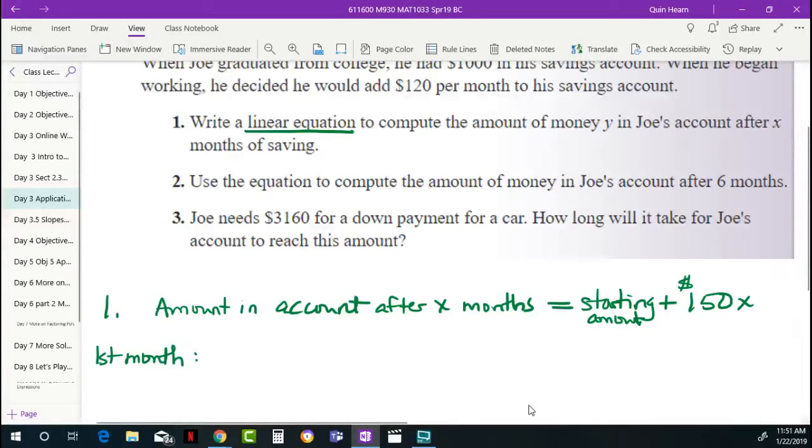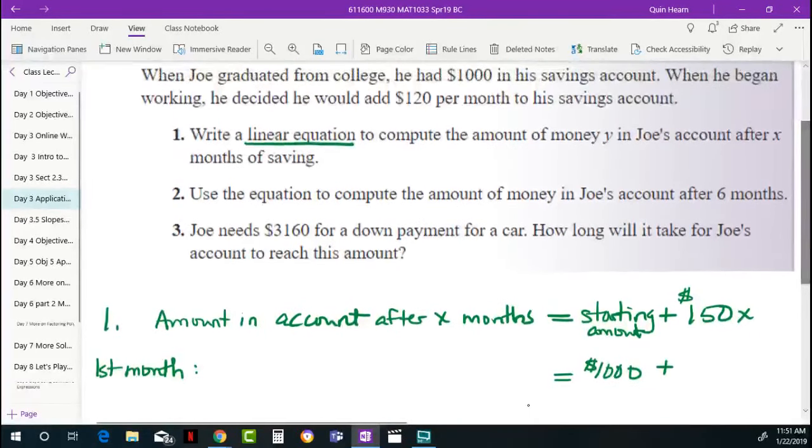So for the first month, how much money does he have in the account? Well, he starts with his $1,000 deposit, and then at the end of the first month, he adds another $120. Right, only 1 month, so $120. So he gets $1,120 balance at the end of the month. First month. I'm going to write that over here where it's a little closer.